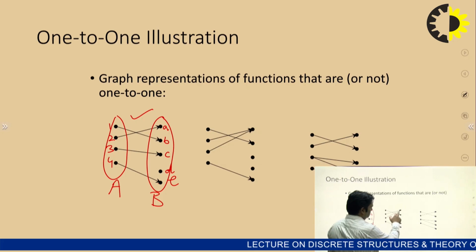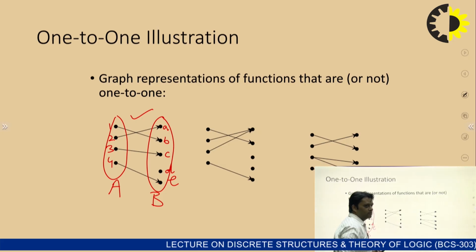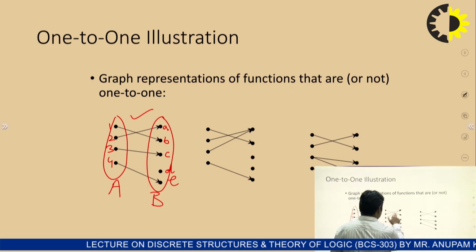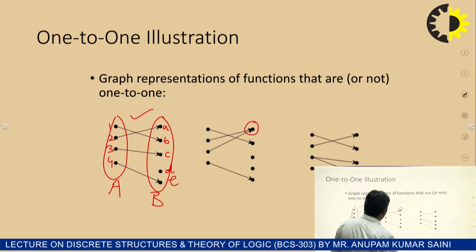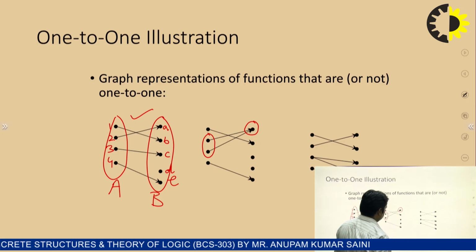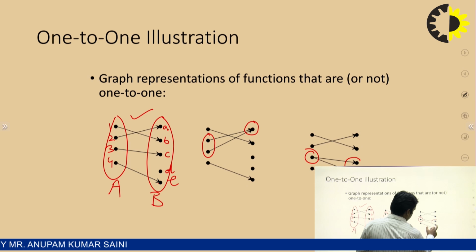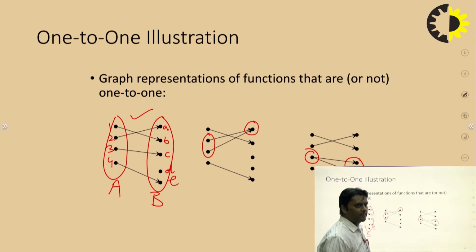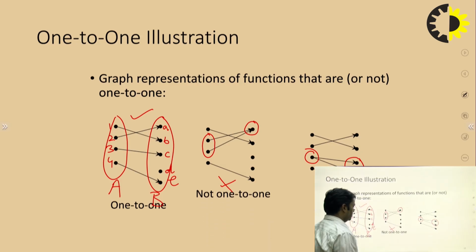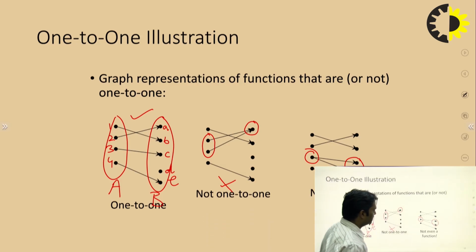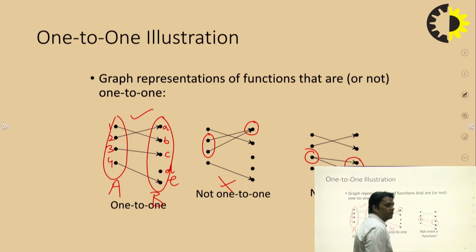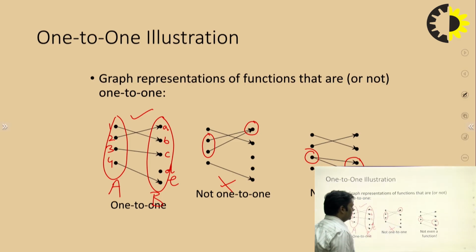Here more than one, this is the image of 2 elements, and here one, more than 2. So this is not one to one, not even a function. This is not a function.